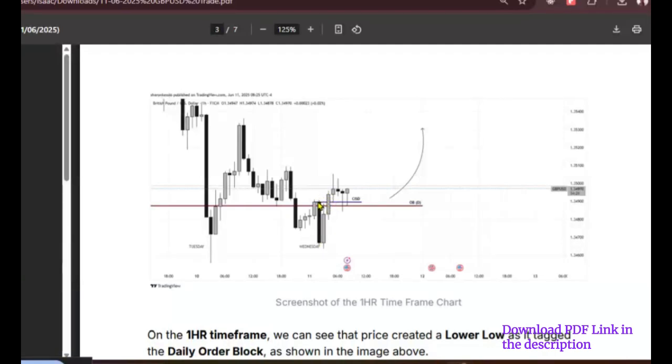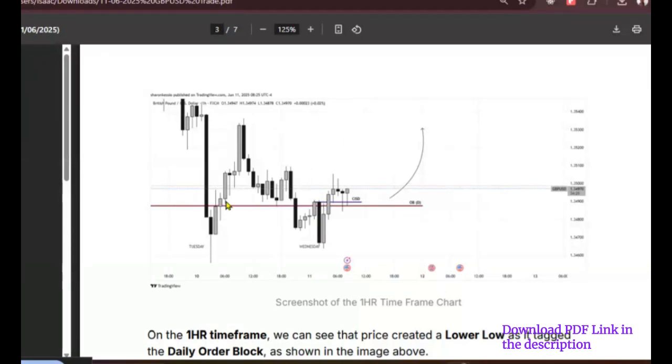Then we had this candlestick closing above this bearish candlestick. So that is change in state of delivery. For change in state of delivery, you're marking at the body of this bearish candlestick. Then also we have market structure shift. Market structure shift happens just at the wicks, at the top. That is where market structure shift happens.